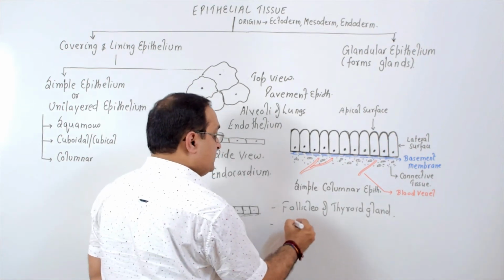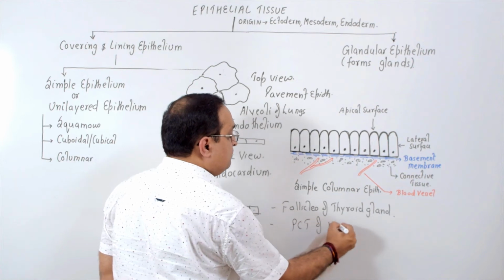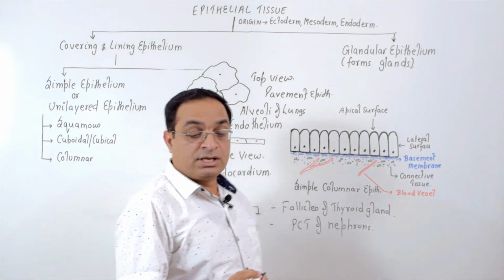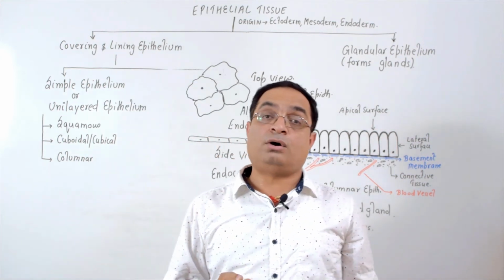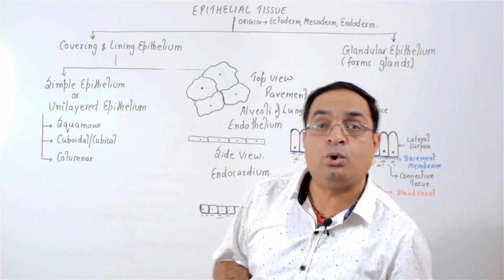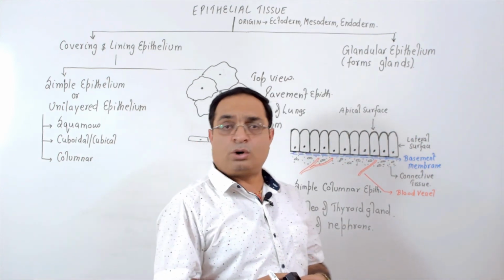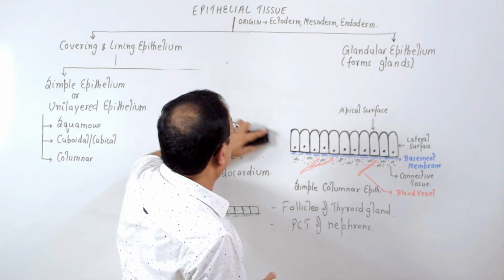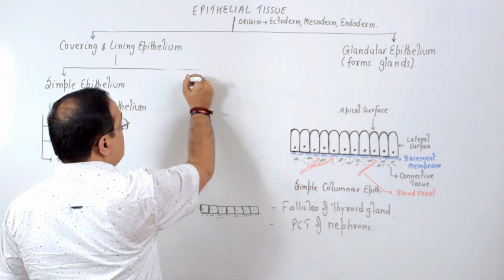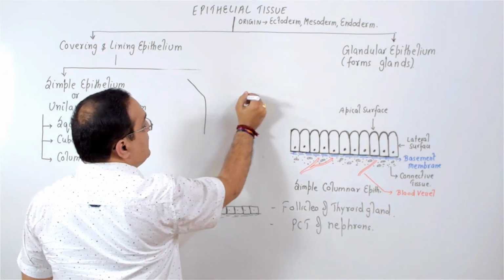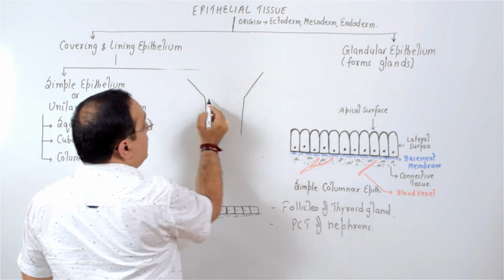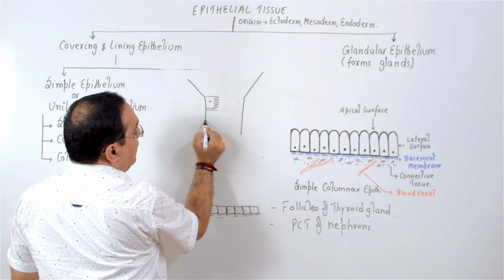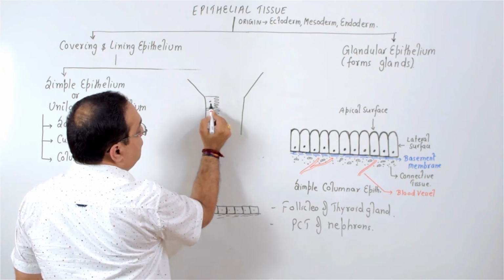It is also present in the proximal convoluted tubule of nephrons, the PCT of the nephrons. It's also present in the pigmented layer of the retina and even in the ovary. There we call it surface epithelium or the germinal epithelium. Now please remember that in the proximal convoluted tubule of the nephrons, the cuboidal epithelial cells have microvilli at their apical surface. These microvilli increase the absorptive surface area.